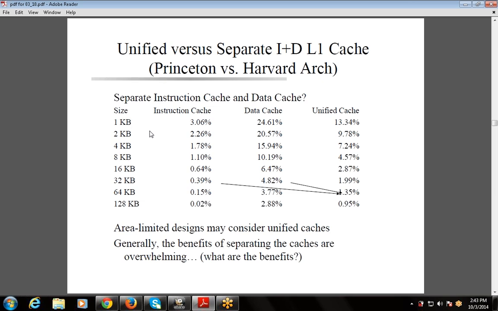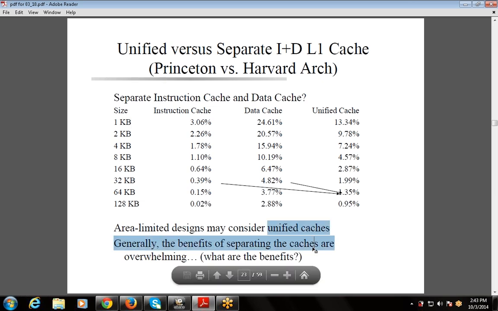In the same way, there are different requirements for 2 KB: instruction is about 2%, data is approximately 20%, not exactly 20%, and the combination is approximately 9%. In the same way, 4 KB, 8 KB, 16 KB, 32 KB and 64 KB. The 32 and the 64 are important. Then 128 KB. Area limited designs may consider a unified cache. Generally, the benefit of separating the caches is overlapping.